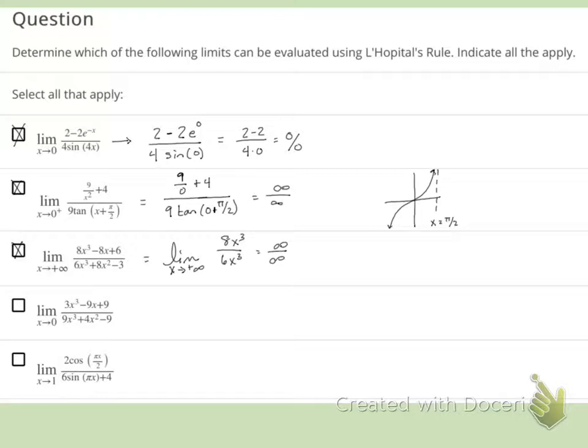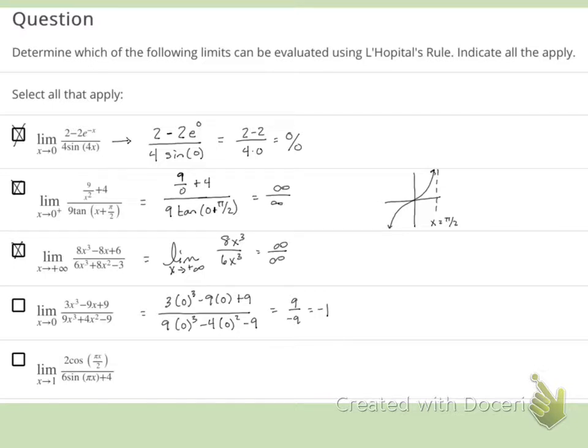Now for the next one, it's slightly different. We're not looking at whether or not the x goes to infinity, but as x goes to 0. So if we use direct substitution for this, we're going to get 3 times 0 cubed minus 9 times 0 plus 9. And then 9 times 0 cubed minus 4 times 0 squared minus 9. And we'll get 9 over negative 9, which is negative 1. So we don't need L'Hopital's rule for this problem.